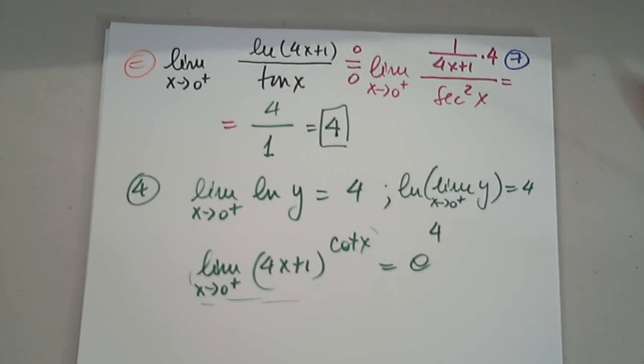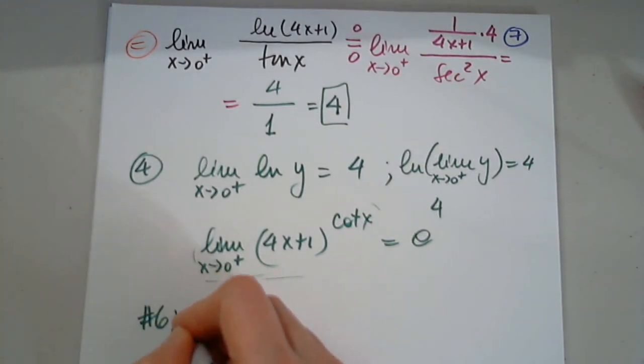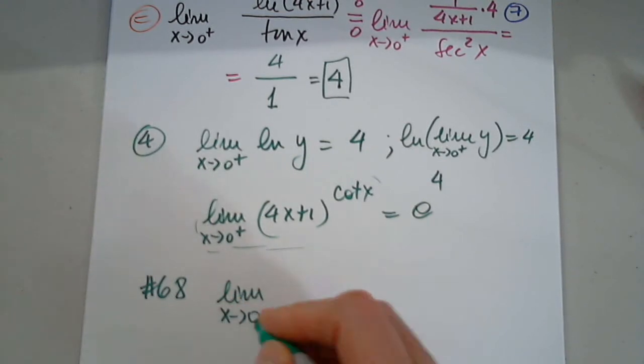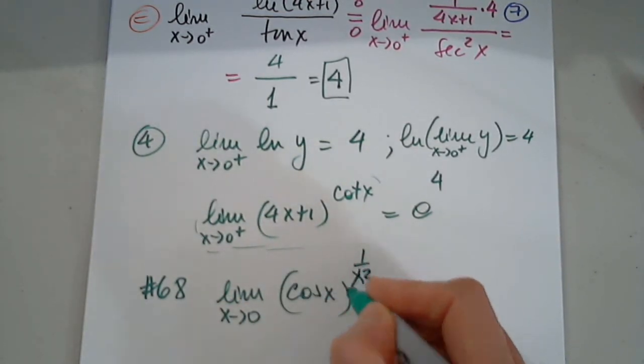I'm going to share my screen. I think we should choose another and then give it a rest for a while anyway. So let's try 68, because I like to have at least one more power. 68, limit as x approaches 0 of cosine x raised to 1 over x squared. Good.